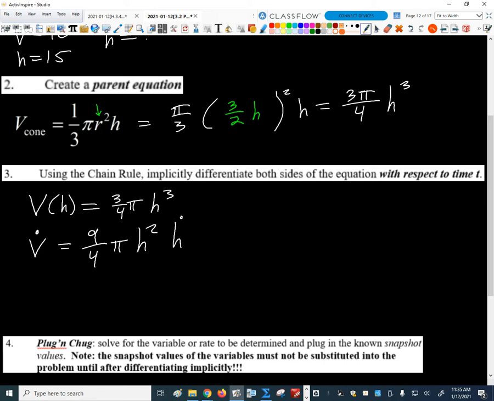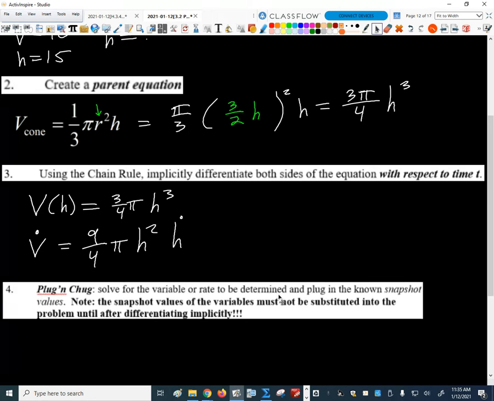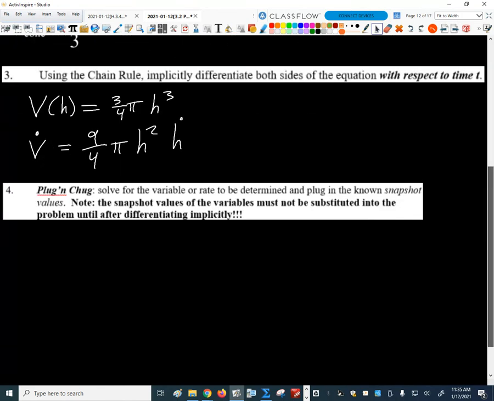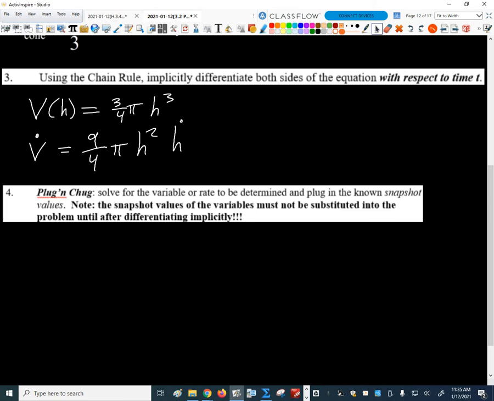Now the last step is just for me to isolate the H dot and plug and chug. I'm trying to solve for H dot, right? So if I isolate the H dot, I've just got to multiply each side by the reciprocal of this, right? So I'm going to multiply by 4 divided by 9 pi H squared. So I'm just going to get 4 V dot divided by 9 pi H squared. I know all those values. I can plug and chug.